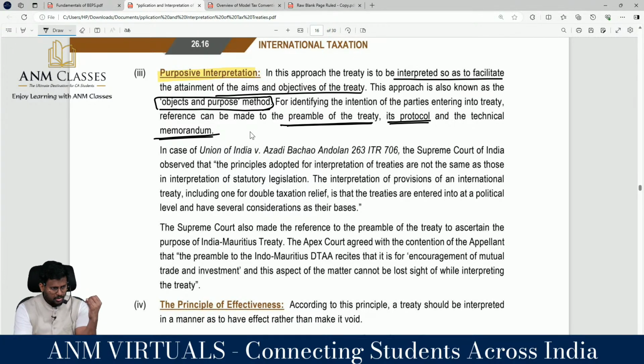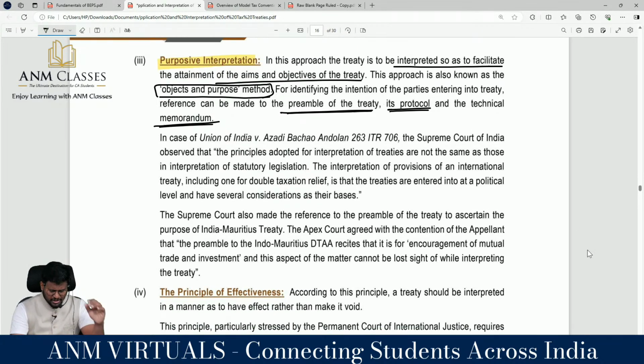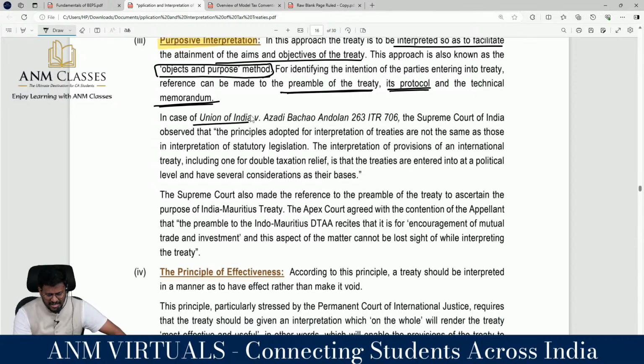Number one, the preamble of the treaty, its protocol. Sir, in the case of Union of India versus Azadi Bachao Andolan, this is a very famous case law of the Supreme Court. Everyone who knows direct tax knows this case law. Azadi Bachao Andolan.